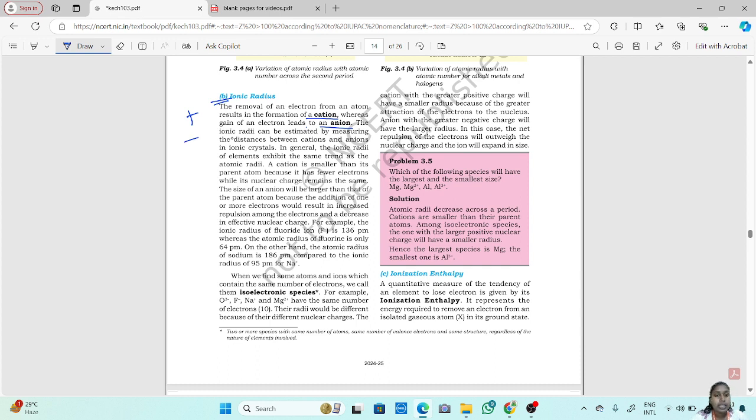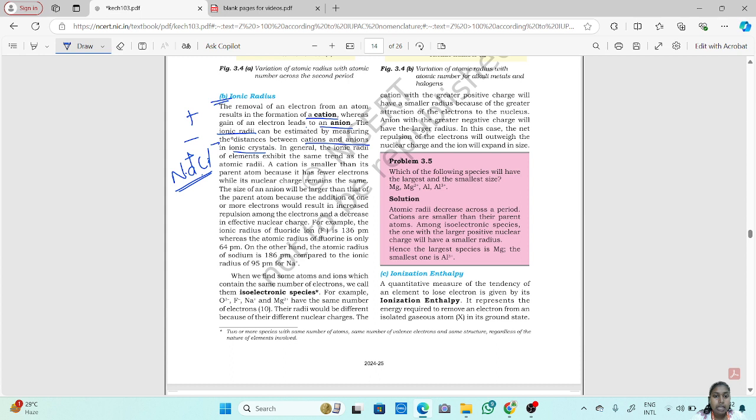Now the ionic radii can be estimated by measuring the distance between cations and anions in ionic crystals. A simple example is NaCl. Here Na is positive, Cl is negative, so this is an ionic crystal. If we measure the distance between the anion and cation in this ionic crystal, you can get the ionic radii.